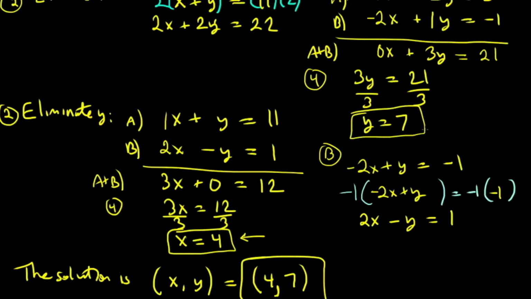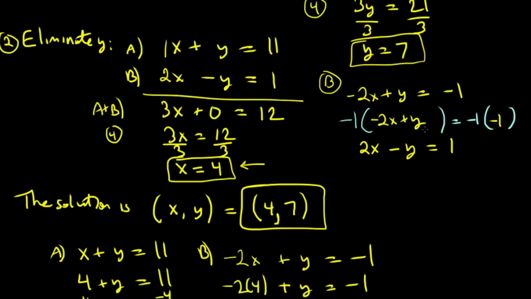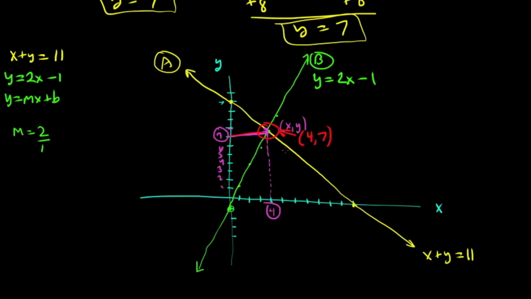Okay, so when you're finding a solution to a system, you're basically finding the one point that the 2 lines have in common. This one point here is the point that the 2 lines have in common. This is the point of intersection.